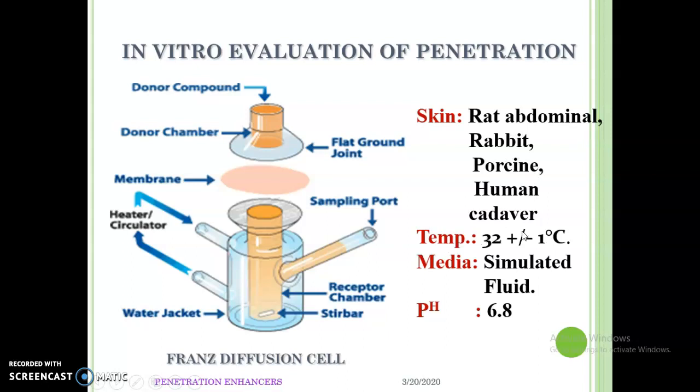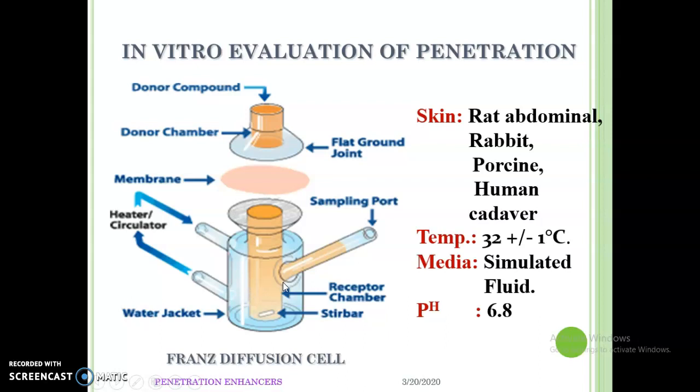The temperature condition is 32 degrees plus or minus 1 degree Celsius, and the media used in this chamber is simulated fluid, with a pH of 6.8. The construction of this assembly consists of a donor chamber in which we have to place the donor compound. Then the membrane will be there, which we can call the skin of your animal, and then this is the receptor chamber.